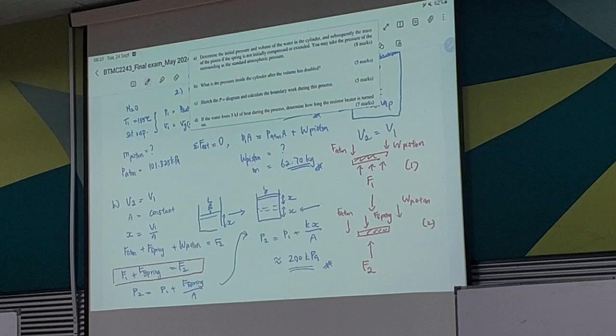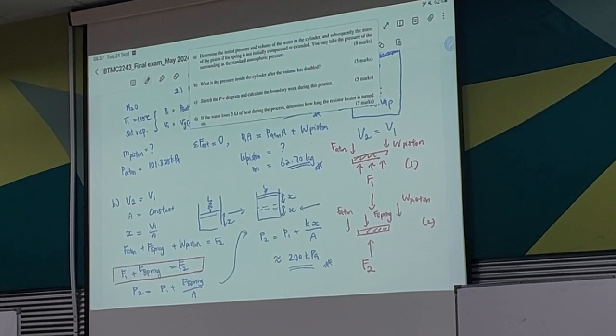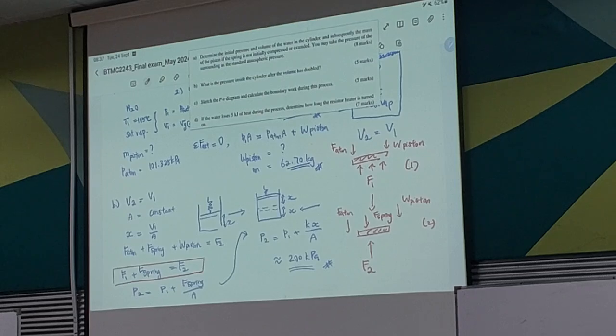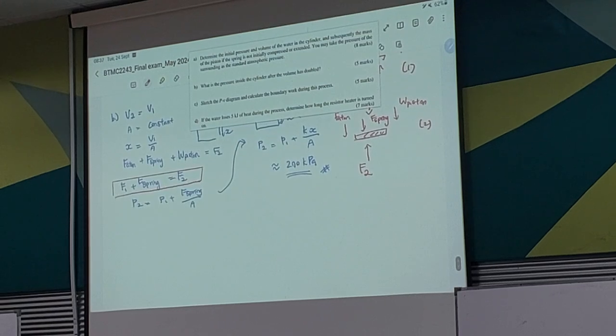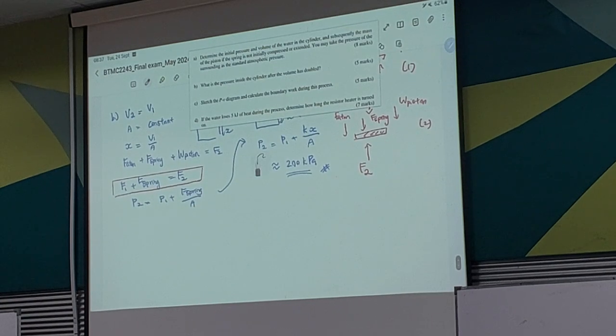Okay, let's look at C. So C, sketch the PV diagram and calculate the boundary work during this process. So just a continuation of this question. So you need to sketch the PV diagram. So here, PV diagram. We are dealing with water, so don't forget the saturation line.